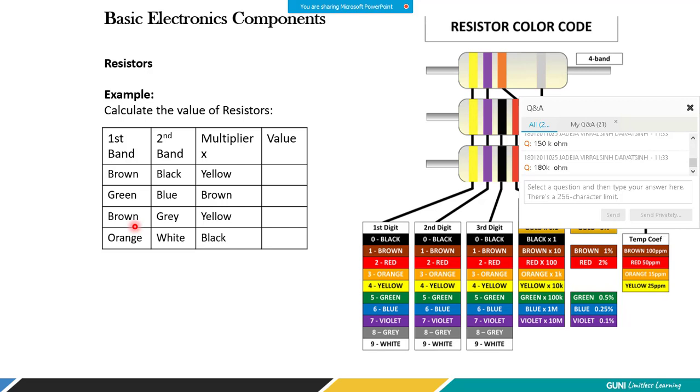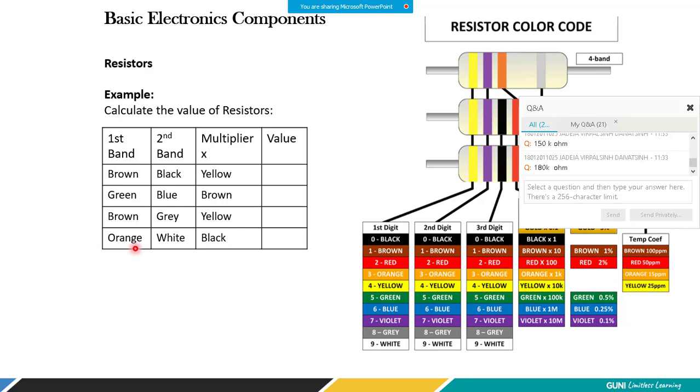Then I hope everybody is able to understand. See, for brown it's 1. For gray it's 8. Right? And for yellow it's 10 raised to 4. So 18 cross 10 raised to 4. Arre bhai, 18 times 10 raised to 4. And that's how you are getting 180 kilo ohm. I hope everybody is following.